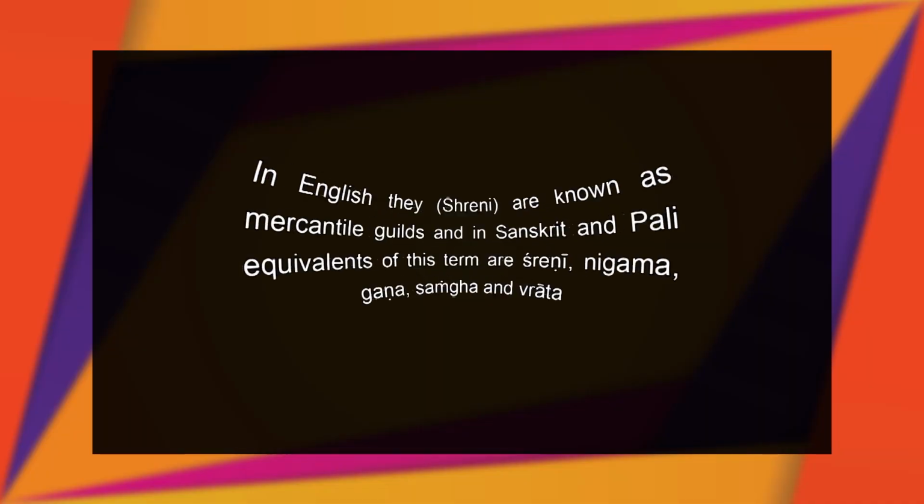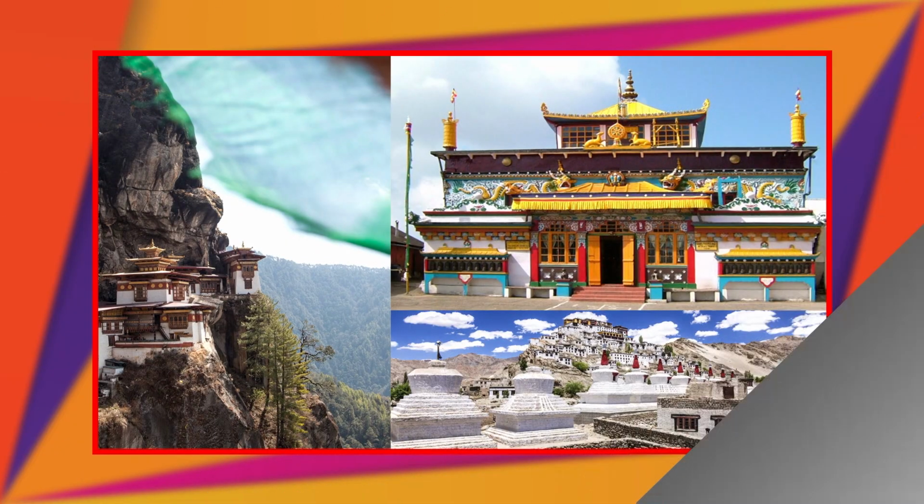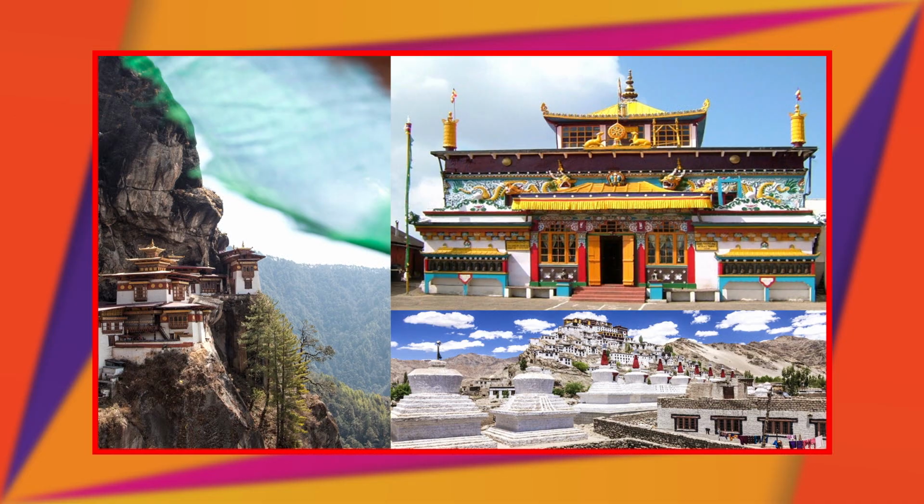The whole manufacturing segment and trade networks were regulated by these guilds. In English, they are known as mercantile guilds, and in Sanskrit and Pali, equivalents of this term are Shreni, Nigama, Gana, Samgha, and Vrata. They were not only confined to economic functions, but were also involved in acts of charity to religious institutions like Buddhist monasteries. The people living in the same area and engaged in the same profession naturally worked with one another to achieve common goals.